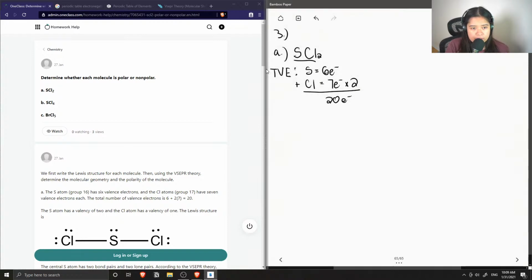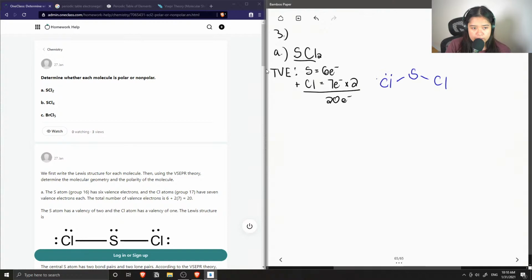So first, let's draw out a skeletal structure of sulfur bonded with 2 chlorines. So the reason why I picked sulfur as my central atom is because it is lower in electronegativity than my chlorines, and also because it's able to form multiple bonds. So chlorine typically only forms one bond.